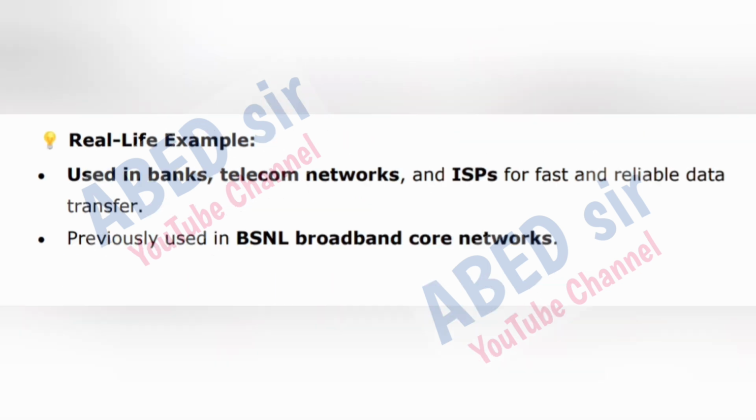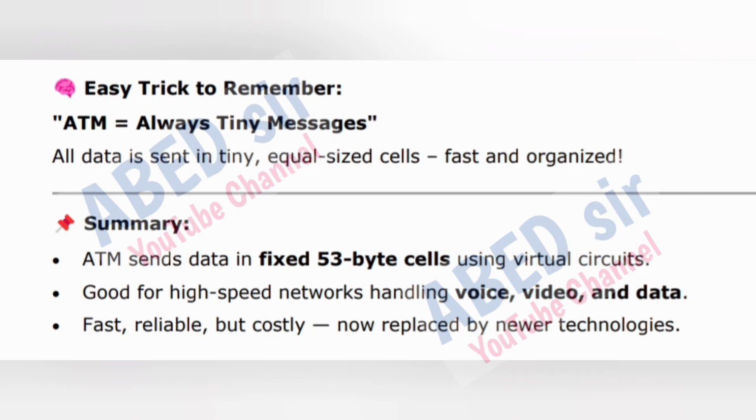Less used today, replaced by newer, cheaper technologies. Real-life example: used in banks, telecom networks, and ISPs for fast and reliable data transfer. Previously used in BSNL broadband core networks. Easy trick to remember: ATM equals Always Tiny Messages. All data is sent in tiny, equal-sized cells, fast and organized.